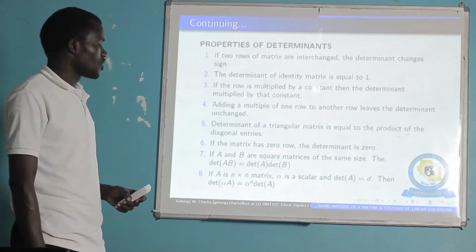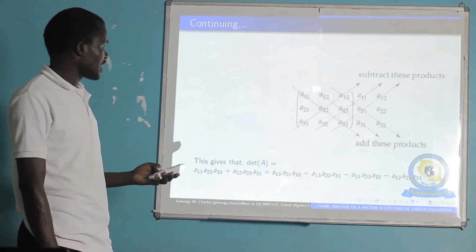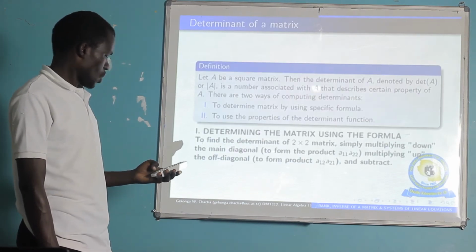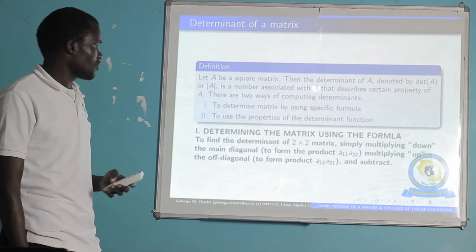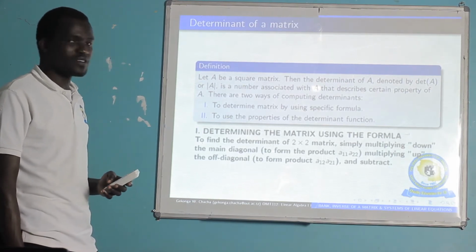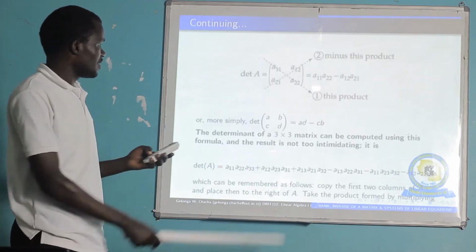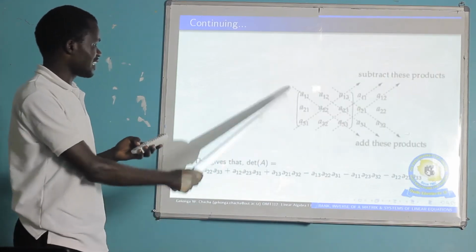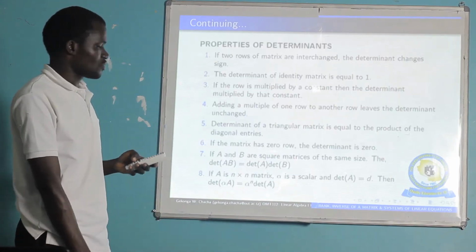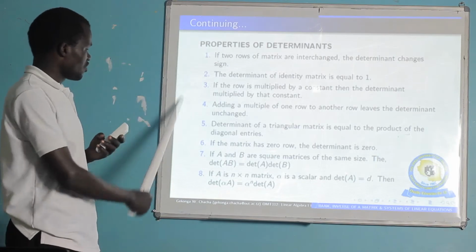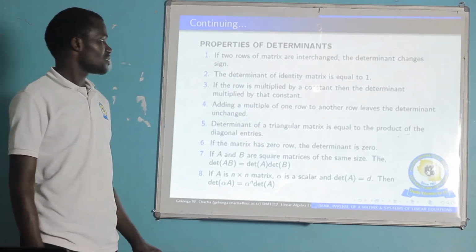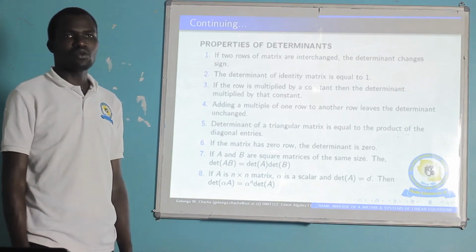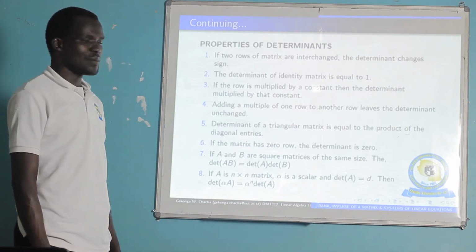So, look here, we have said that the determinant can be computed using two methods: specific formulas and the properties of determinants. So these are specific formulas, just specific formulas. And using these properties, we can find the determinant of another matrix. So this is finding it by using properties of the determinant function.